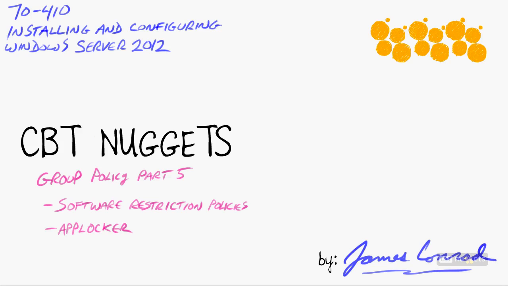Alright folks, this nugget's actually pretty simple. It's Group Policy Part 5, and it really only has two main components. One of those is software restriction policies, the other is AppLocker, which are similar in that you can allow or deny certain applications from running. For the most part, IT folks will use these policies to deny people from being able to run certain applications.